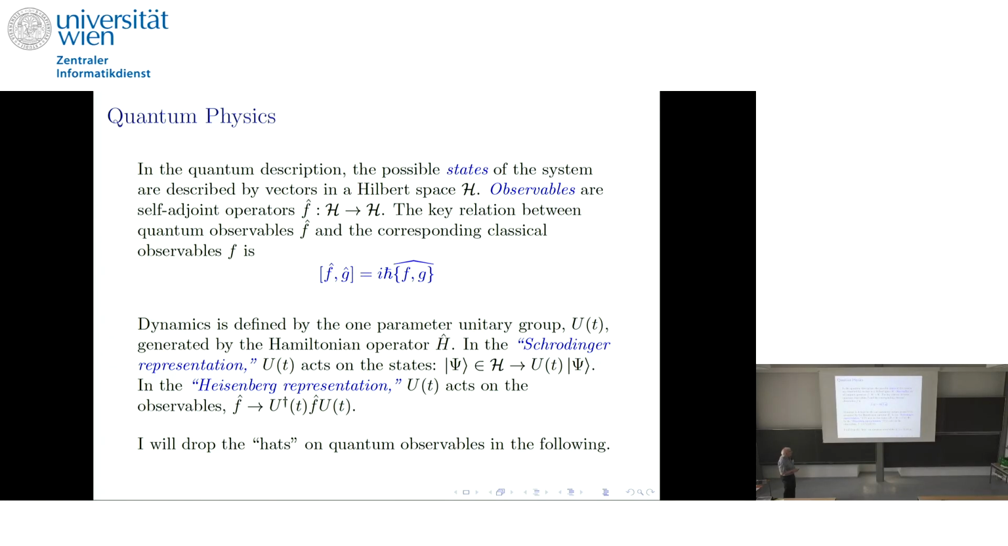It thereby generates a one-parameter unitary group, and that's how dynamics is now defined. You can think of this unitary group as acting on the states, but it's actually much more convenient to describe it alternatively, in what is referred to as the Heisenberg representation of the dynamics, as letting the states be thought of as fixed and letting the observables correspondingly be acted on by this unitary operator to define the dynamics.